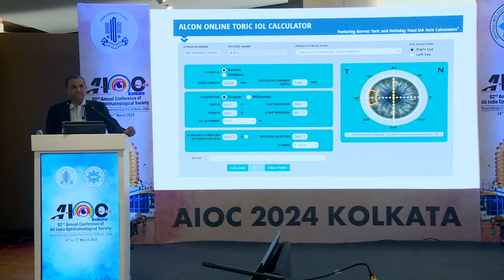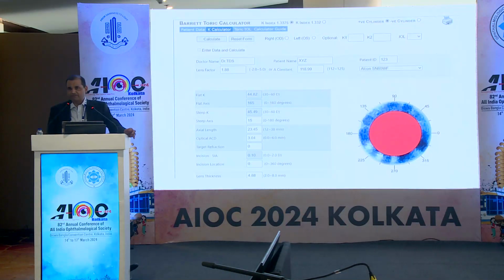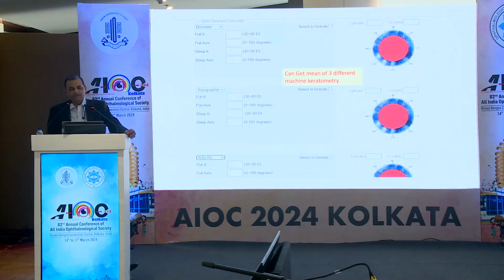So the different calculators available at present: the Alcon toric calculator has two more benefits, Barrett and Olade, and it can give the predicted and the measured one also. The only problem is you have to get the spherical power from another machine. Similarly, the Barrett toric calculator, which is available online freely, can be used as nomogram-based or with the measured value. Another advantage of the Barrett toric calculator is that you can take a mean of 3 different keratometries. Suppose you have an optical biometer, a Pentacam, and an auto-K. You can get a mean of all 3 keratometries for the measurements.